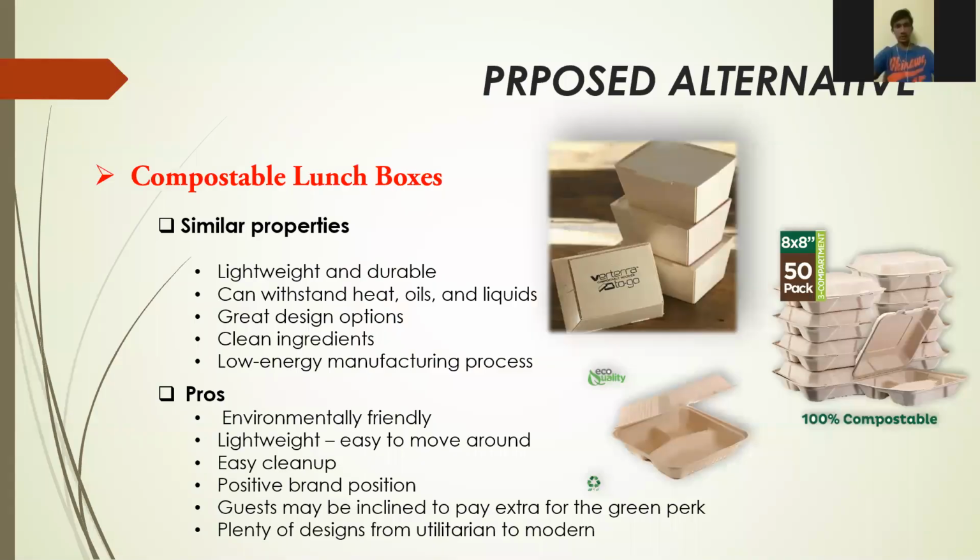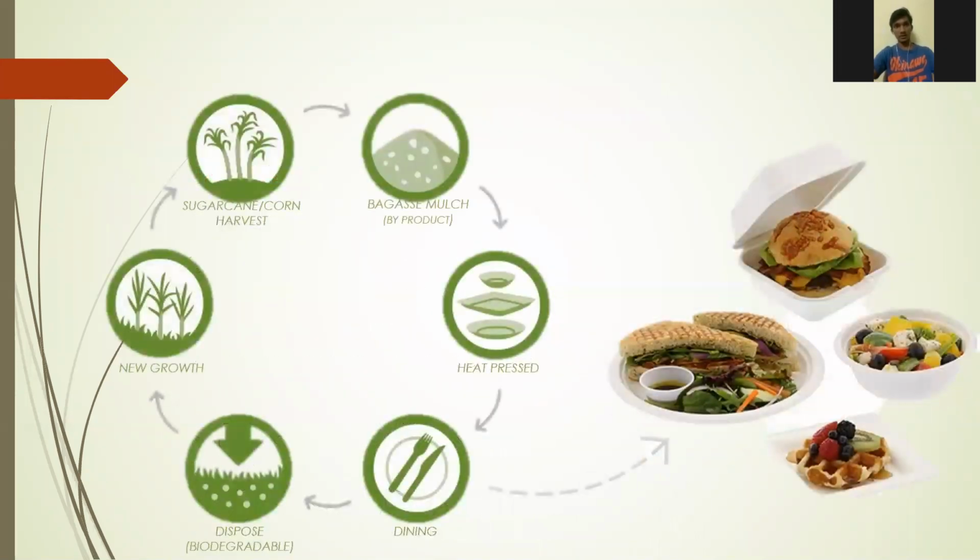There are a lot of similar properties in the alternative which we propose: lightweight, durable, low energy manufacturing process, and the like. Here we display the life cycle of compostable lunchboxes. It is manufactured from sugar and grain of corn harvest. Then after the production process, you can use it just like polystyrene lunchboxes. But after disposing of this lunchbox, it decays easily and is 100% eco-friendly.